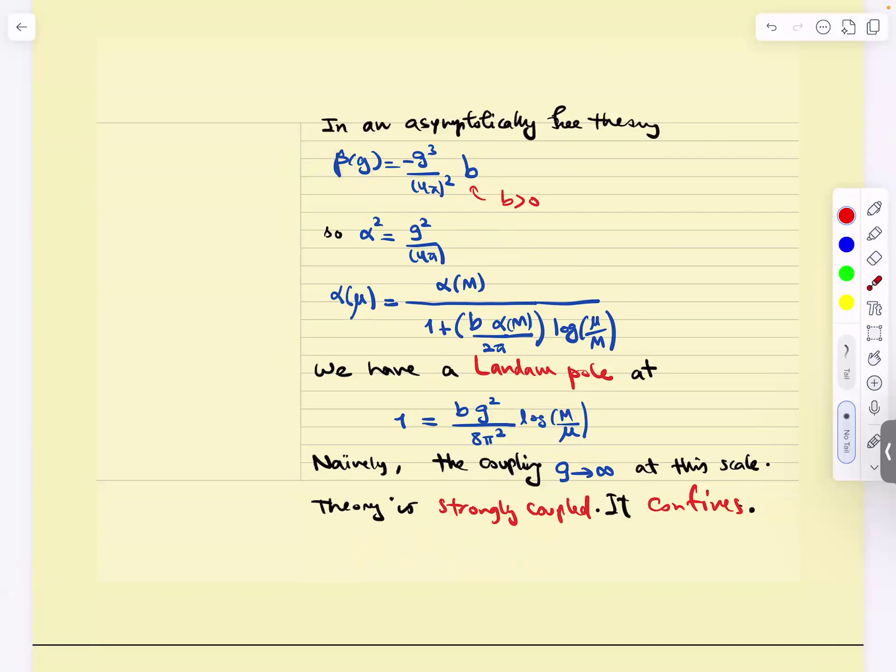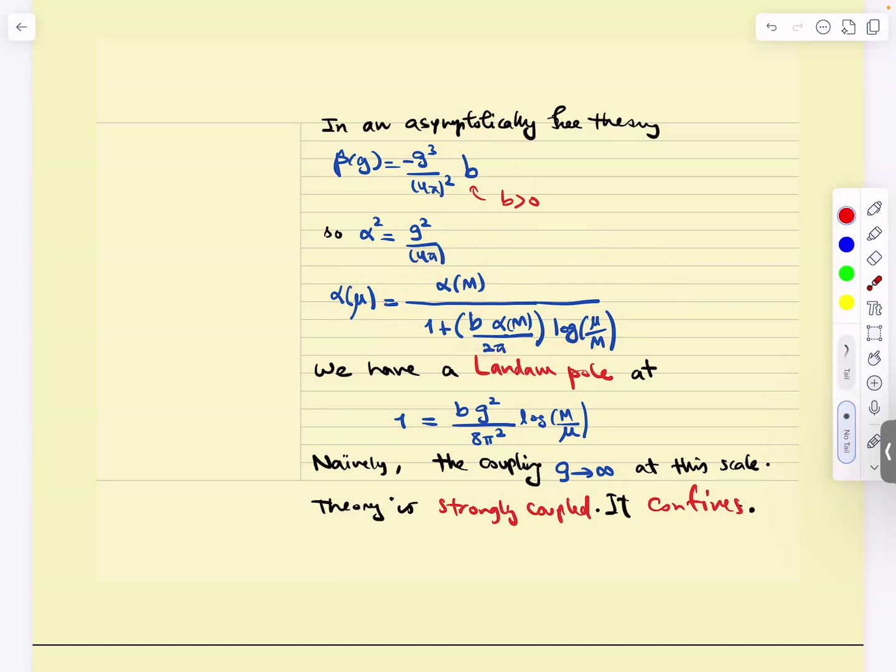So in an asymptotically free theory, this is what the beta function looks like at one loop: minus g cubed over 4 pi squared times b, with b some positive number. It's convenient to repackage it in terms of g squared. This way, you see that alpha, which is the coupling of the theory at scale mu, compared to some other scale M, is related using this equation. It's just a rewriting.